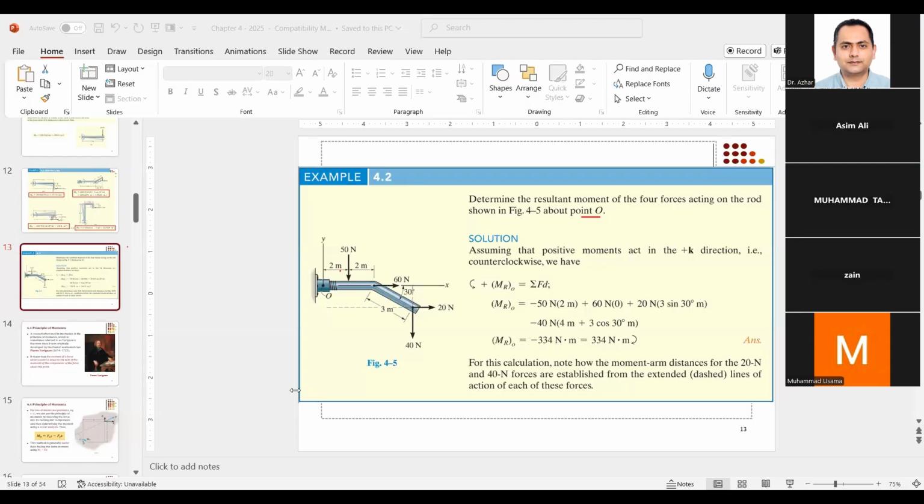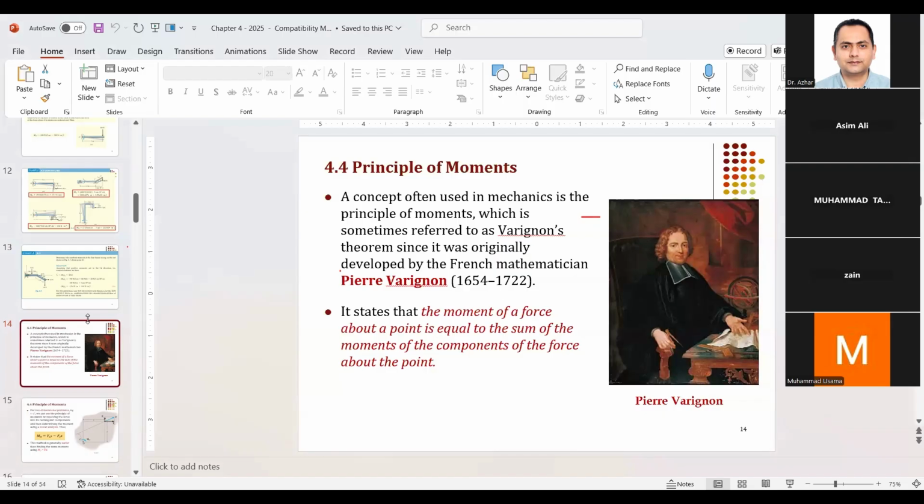Okay, so moving forward, next slide. The next slide is the principle of moments. You have performed the experiment in the lab related to the principle of moments, and I will quickly read that. A concept often used in mechanics is the principle of moments, which is sometimes referred to as Varignon's theorem, since it was originally developed by the French mathematician Pierre Varignon, 1654-1702. So it's a couple of hundred years ago.